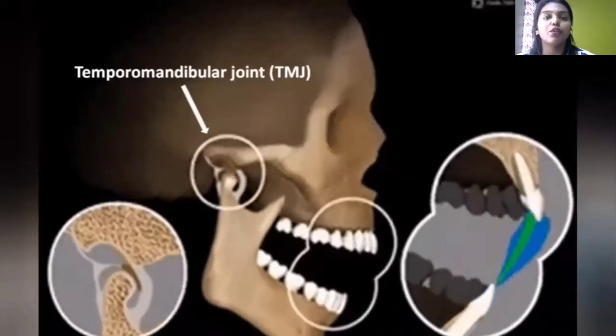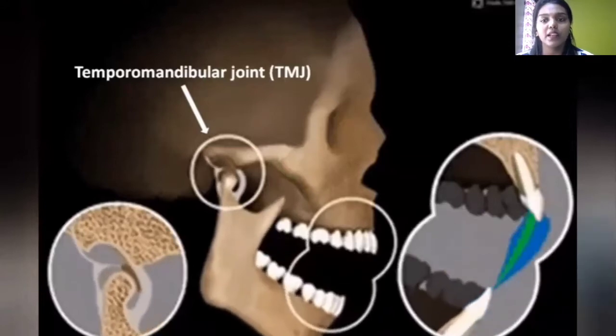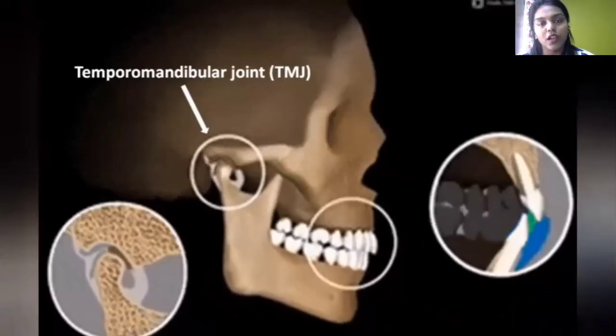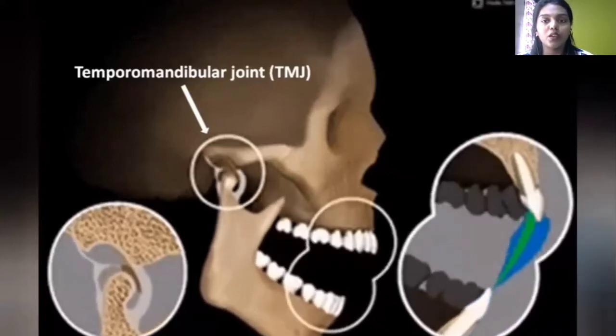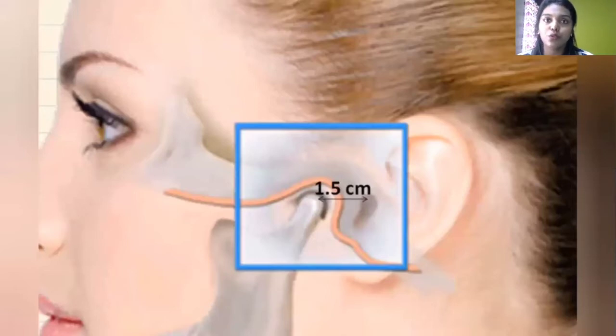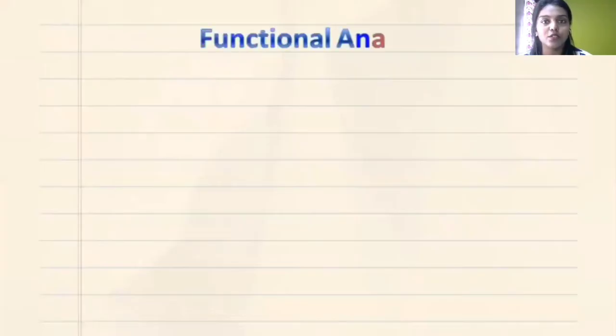TMJ is capable of a combination of both hinge and gliding movements. Hence, it is also called a ginglymoarthrodial joint. Ginglymo meaning hinge-like movement, arthrodial meaning gliding movement. For examination of the TMJ, we should know a few things. TMJ is located about 1.5 centimeter anterior to the tragus of the ear.